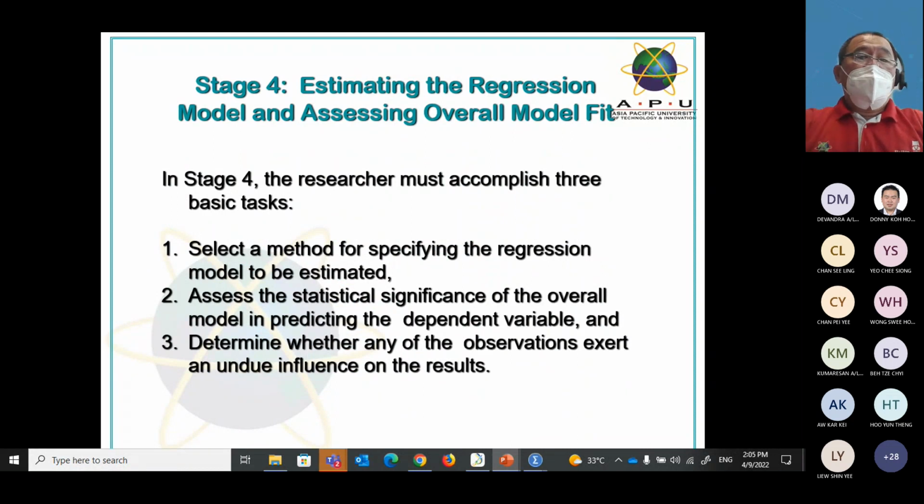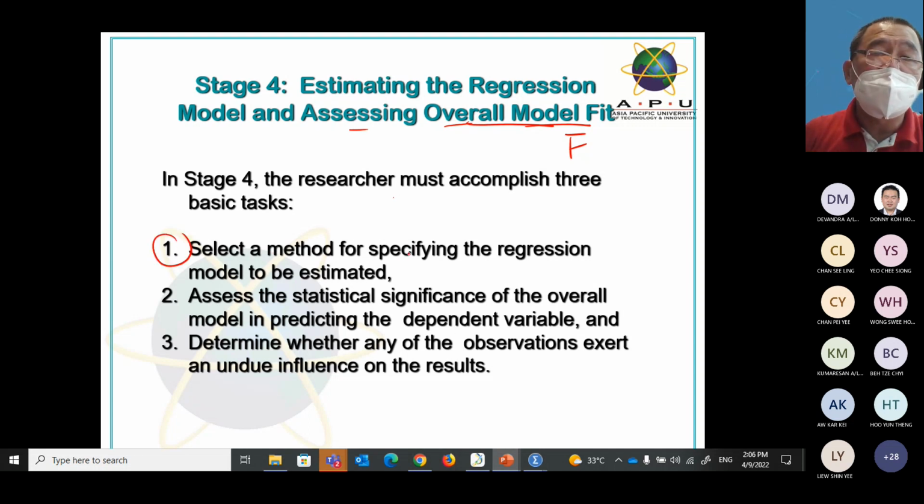This one we have done a little bit just now. We are estimating the regression model and assessing the overall model fit. We can do this using the F test. We select a method for specifying the regression model to be estimated. The method can refer to enter or others; there are a few we are going to see today.